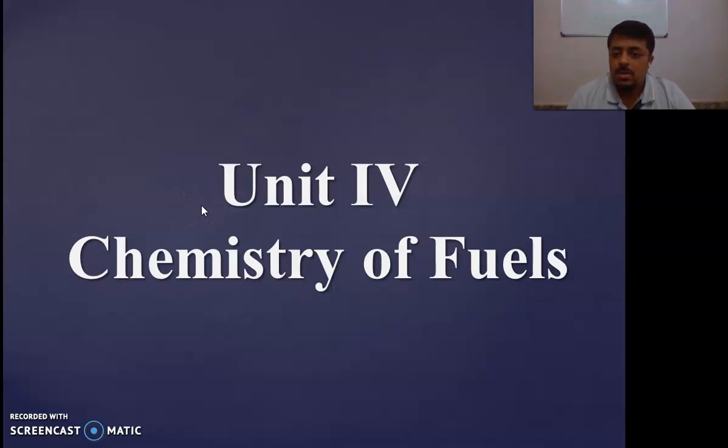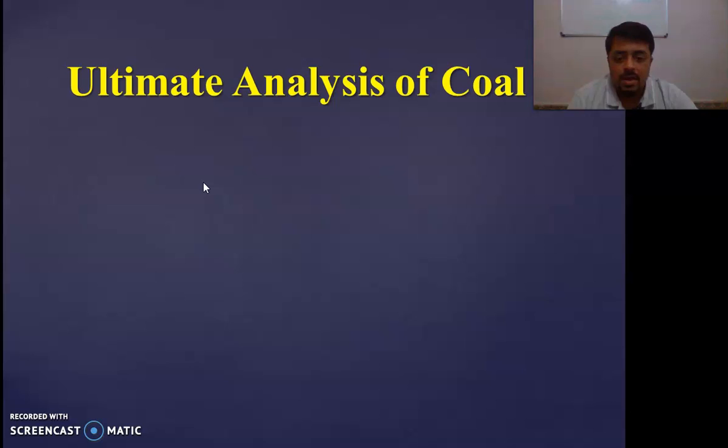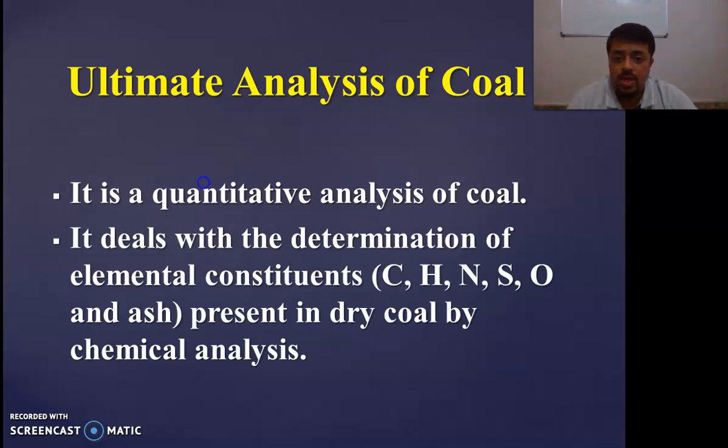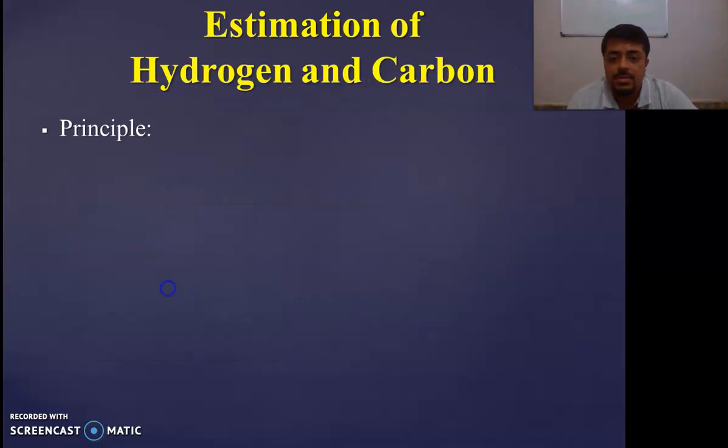Hello students, we are going to discuss Unit 4, Chemistry of Fuels, and the subtopic is Ultimate Analysis of Coal. It is a quantitative analysis of coal where we can determine the elemental constituents like carbon, hydrogen, nitrogen, sulfur, oxygen and ash from the coal sample by chemical analysis method.